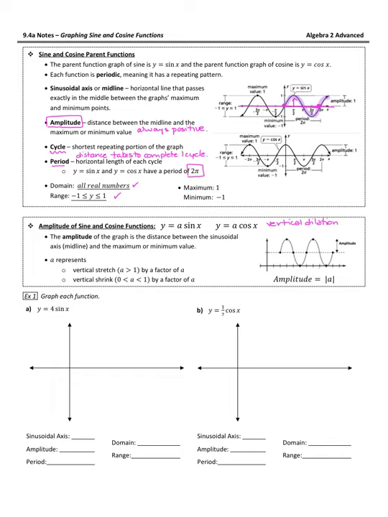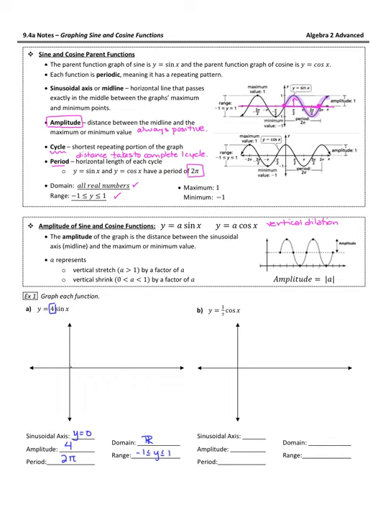It's very easy. We know that in this graph, my sinusoidal axis is going to be the line where y equals 0. It's basically going to be the x-axis. The amplitude is this number in front of your trig, so my amplitude will be 4. I see nothing in front of the x, so my period will still be 2 pi. Domain and range are not going to change. Okay, so now let's do the graph.